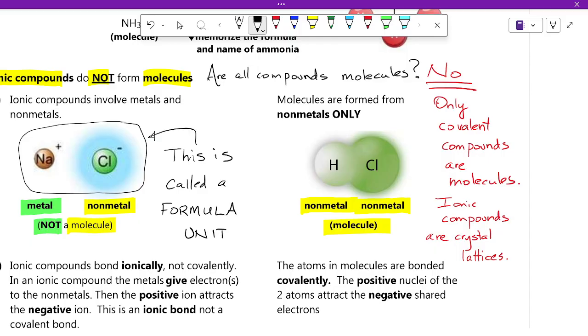Okay, so if you have nonmetal and nonmetal, you get a molecule, and those atoms are bonded covalently. If you have a metal and a nonmetal, they're bonded ionically, and you get a formula unit.